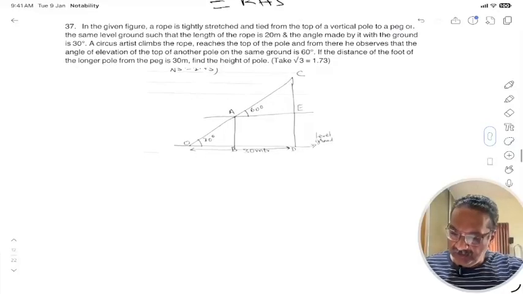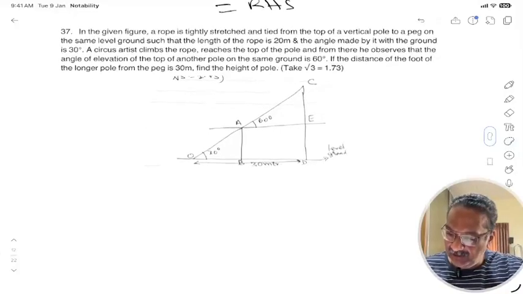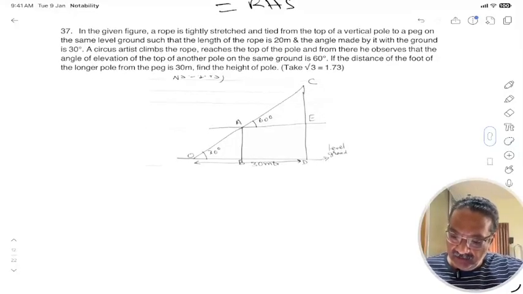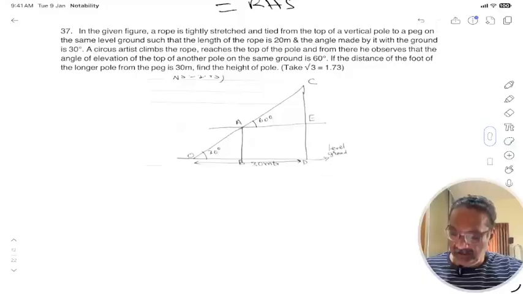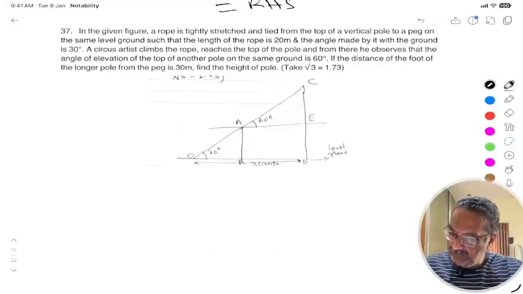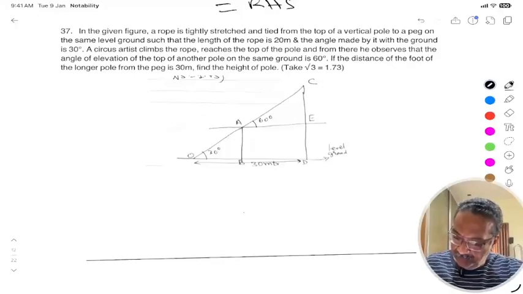Okay, let's come to the next question. Question number 37. Okay, this is an application of trigonometry. In the given figure, a rope is tightly stretched and tied from the top of a vertical pole. There is one rope, there is one vertical pole, right? We will try to draw the diagram ourselves. Okay, there is a ground, there is one pole.